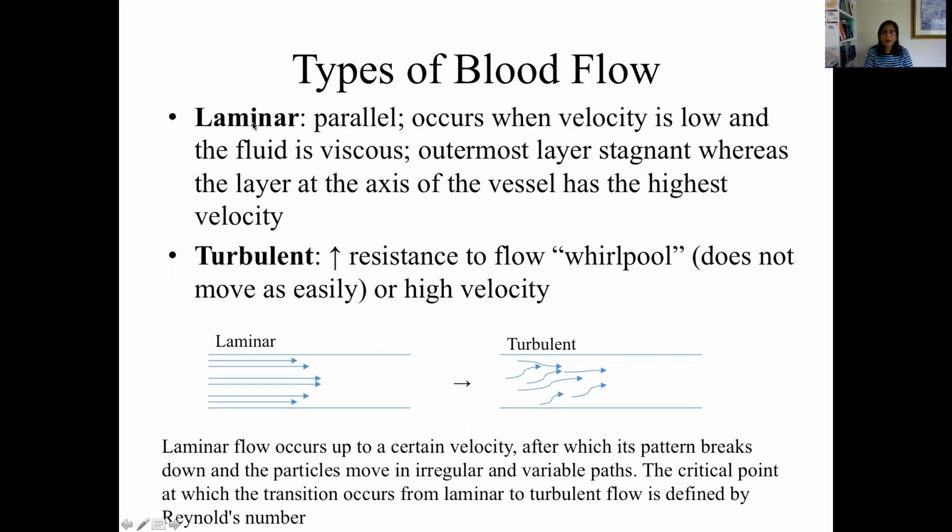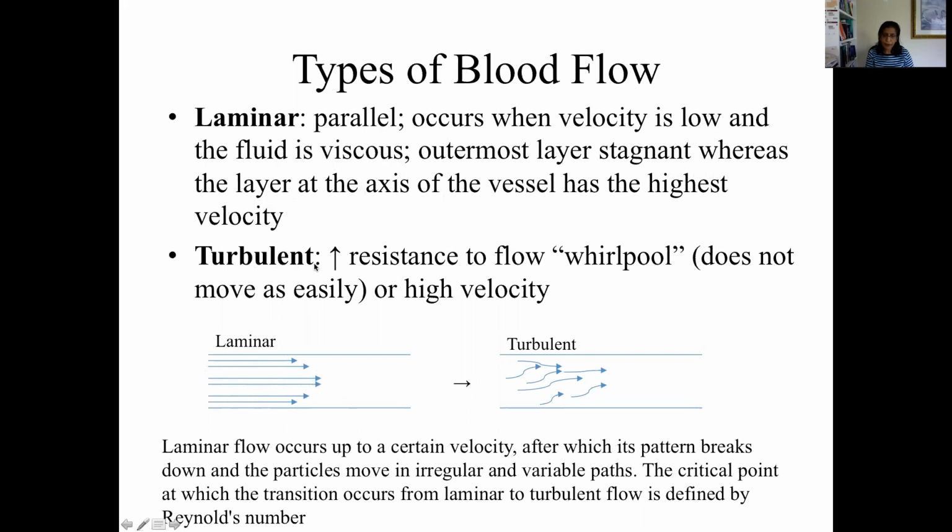I have given some other details here. Laminar flow is a parallel flow, occurs when velocity is low, that is the speed is low, and the fluid is viscous. Outermost layer is stagnant, whereas the layer at the axis of the vessel has the highest velocity. That's what we saw here. Close to the vessel wall is rather slow compared to the main axis. All right, so velocity is the speed with which blood flows.